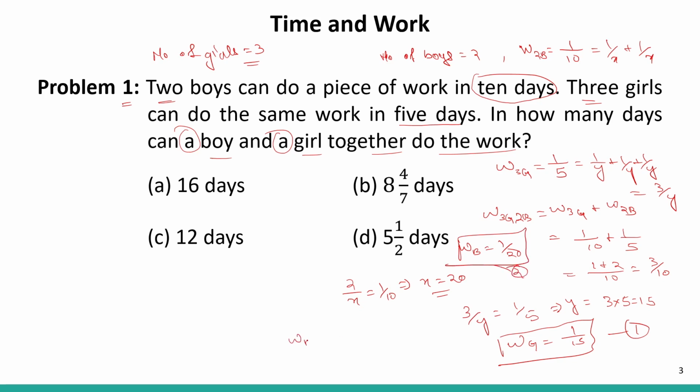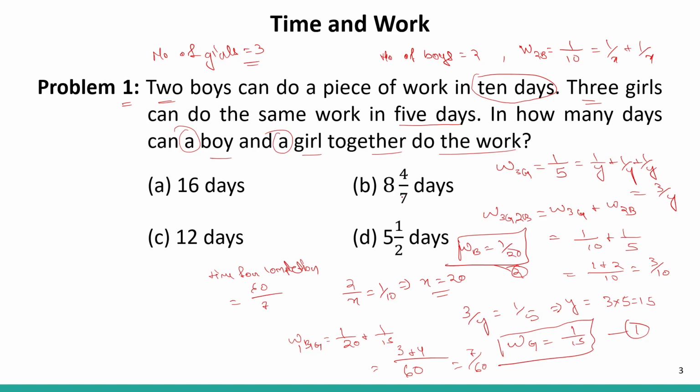So WBG, that is 1 boy and 1 girl, is equal to 1 by 20 plus 1 by 15. Combining these two, the denominator will be 60, because the LCM of 20 and 15 is 60. In the numerator we are left with 3 plus 4. So it will be equal to 7 by 60. So the time for completion will be the reciprocal of their work rate, that is equal to 60 by 7. 60 by 7 is nothing but 8 whole and 4 by 7 days.